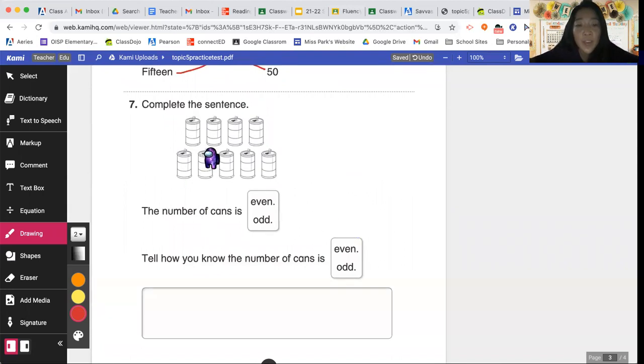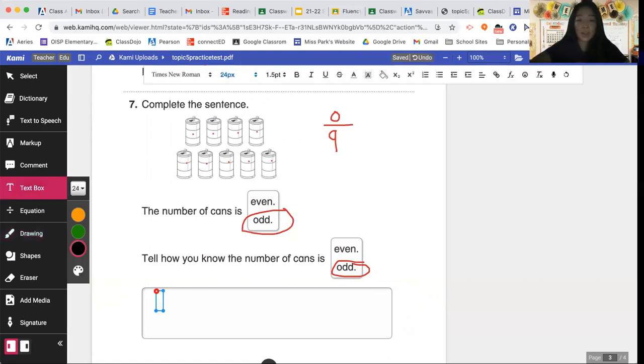Okay, the number of cans is, let's see, 1, 2, 3, 4, 5, 6, 7, 8, 9. So in the ones place, it is a 9. So we know that it's going to be an odd number. Now, how do we know it's going to be odd? Because 9 is an odd number, but there's also another way.